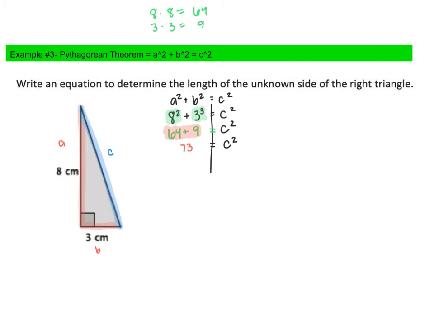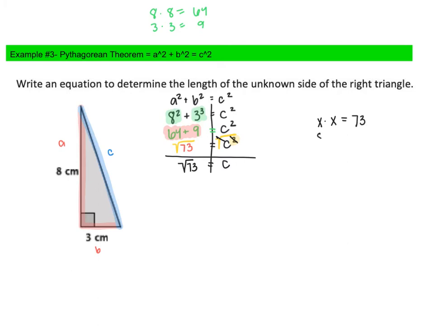To get c completely by itself, we have to get rid of this squared sign. So to do that, we have to take the square root of this number, and we do it to both sides. Over here, the radical cancels the square, and we're left with c. Square root of 73. We would have to find the square root of that. So essentially it's saying what times itself equals 73.